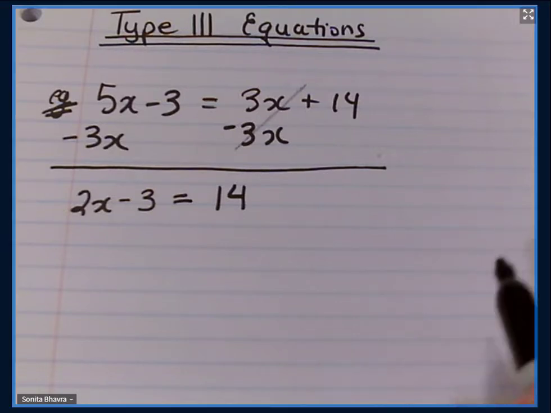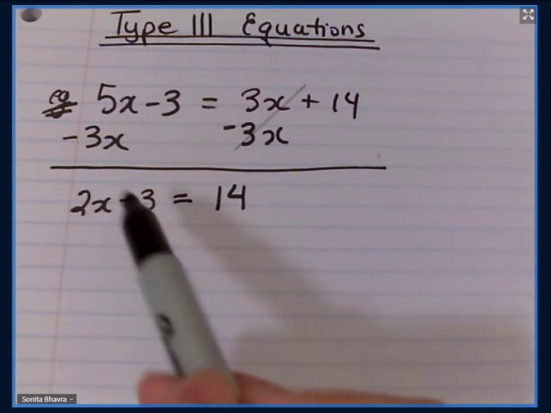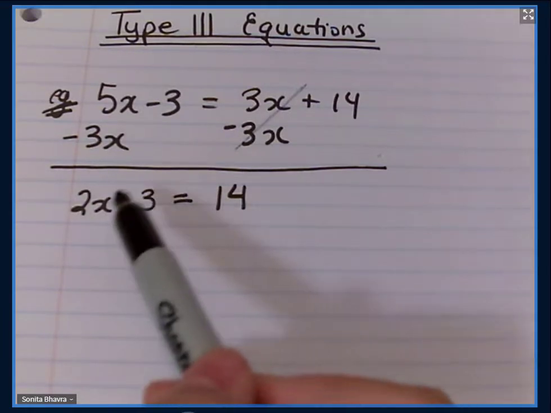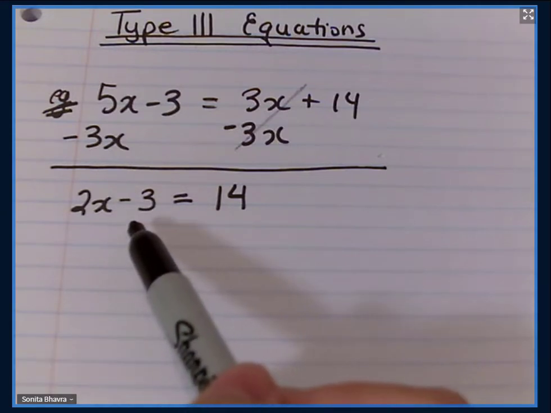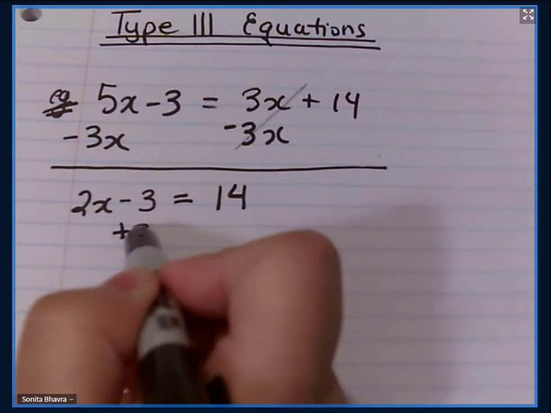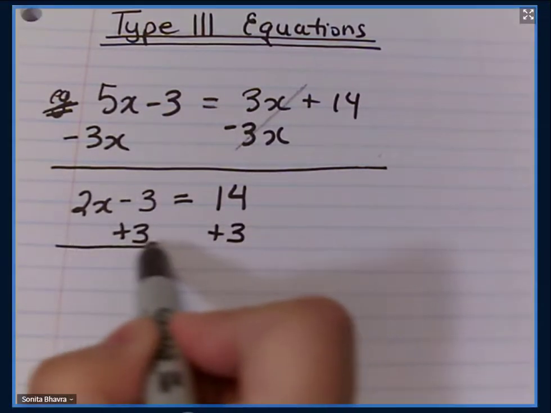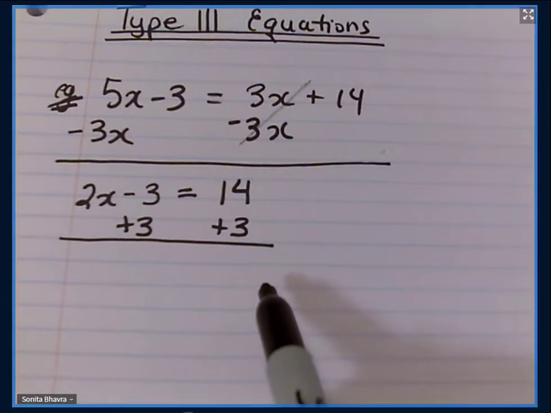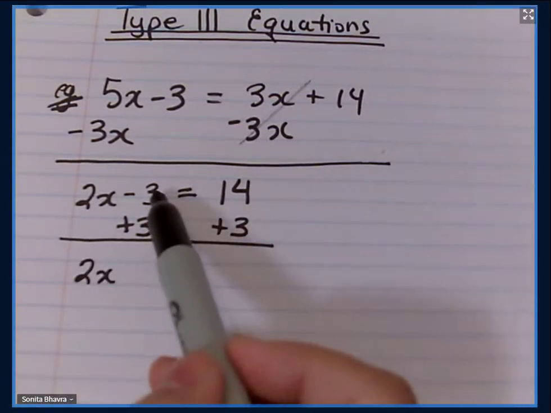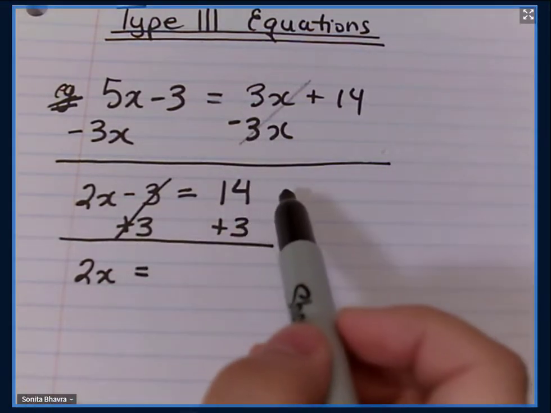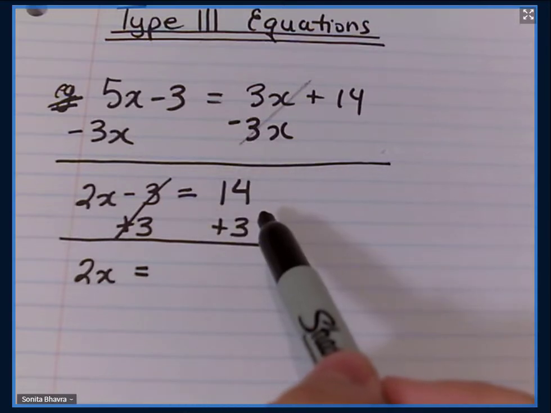Okay, so now we're going to continue to isolate x. And now this looks similar to type 2 equation. So we have this minus 3 here that we need to move over to the right-hand side. So opposite operation, we have to add 3. Whatever you do to the left side of the equation, you have to do to the right side of the equation. So on the left side now, we're just left with 2x, because negative 3 plus 3 is 0. And on the right side, we're left with 14 plus 3, which is equal to 17.